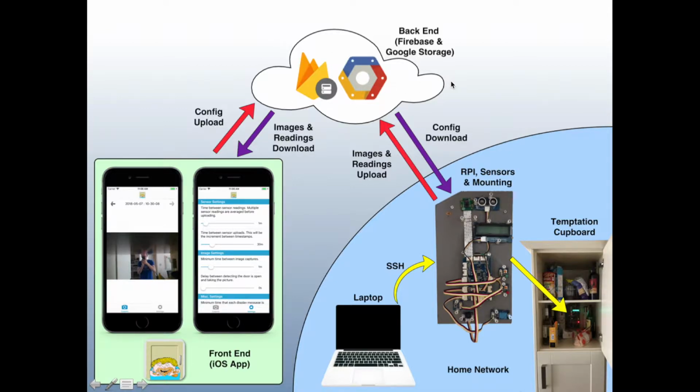The cloud, or specifically Firebase and Google Storage, then stores this information, and on the front end there's an iOS application which does the opposite. It uploads the configuration and downloads the images and readings for the user to see. So it's a very quick overview.